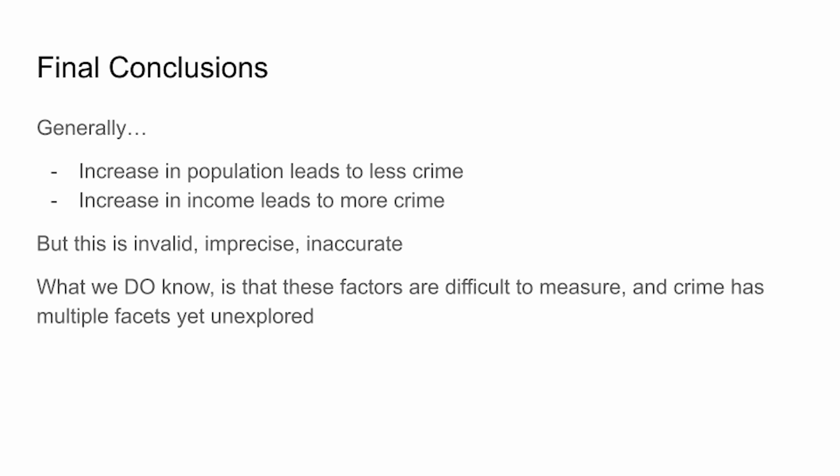Nevertheless, as depressing as all of this is, there are conclusions to be made. There is a tiny, vague, small correlation between population, income, and crime, in that a higher population indicates less crime, and a higher income indicates more crime. Whilst it is likely invalid, imprecise, and inaccurate, it isn't exactly untrue that just simplifying what we have, we can say that more people means less crimes, and rich areas mean more.